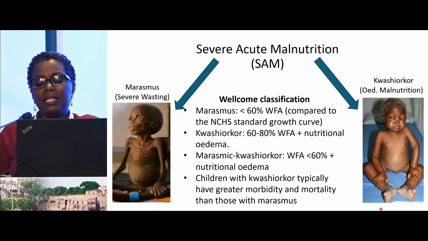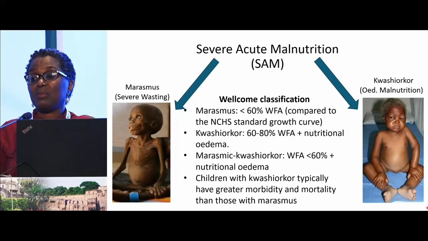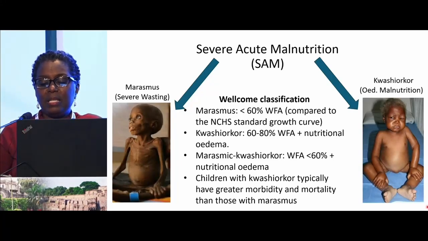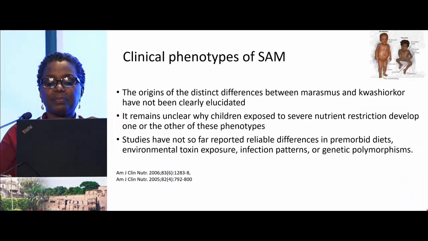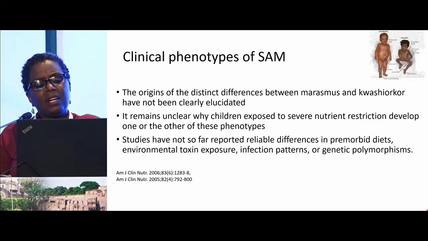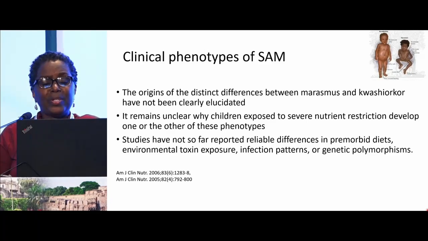SAM most commonly presents as one of two extreme clinical phenotypes: severe wasting, which in the old days we'd refer to as marasmus and still do, or nutritional edema, which was formerly referred to as kwashiorkor. These two phenotypes are known to have distinct clinical courses among children with SAM. Those with kwashiorkor typically have greater morbidity and mortality than those with marasmus. The origins of these distinct phenotypes are not clearly elucidated. We're really not sure why.